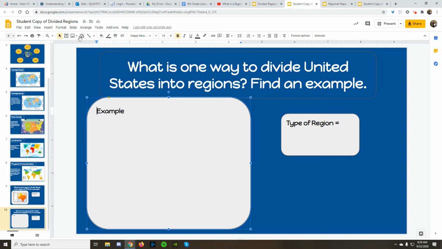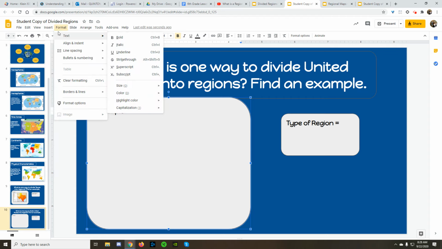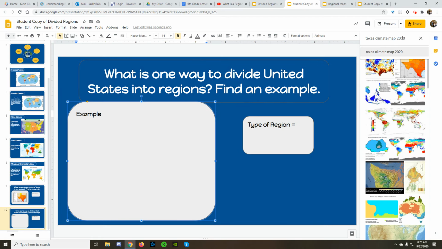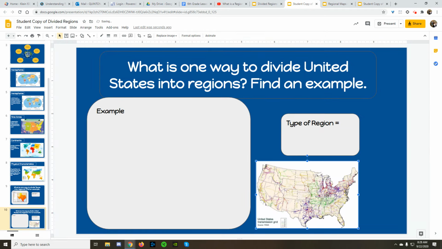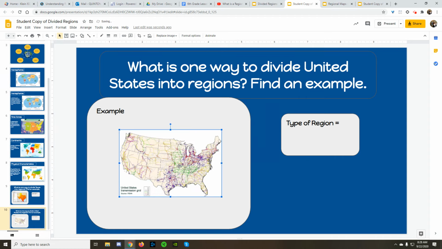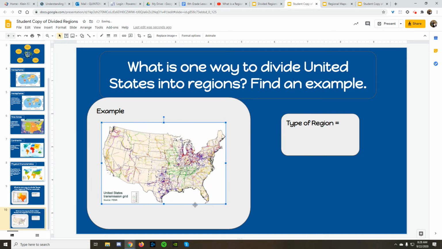a United States based on, let's see, we can do a United States power grid map. So now we can see which regions of the United States have different levels of power for electricity transmission. So you can see, for example, that there is a huge power grid network here in Texas and Arkansas and Oklahoma, but there's not really much of a power grid here in New Mexico.